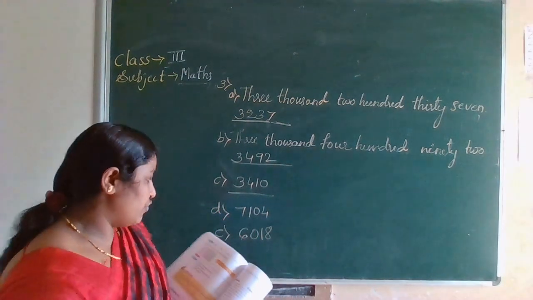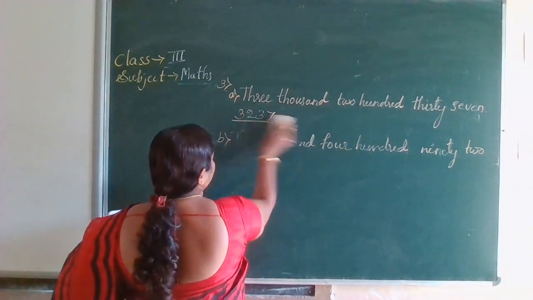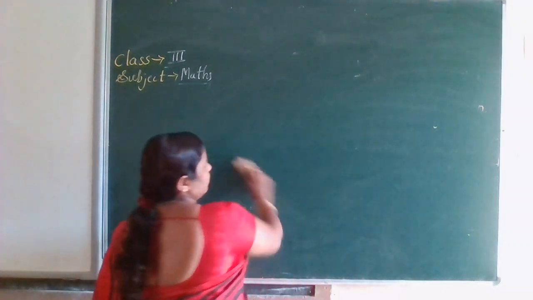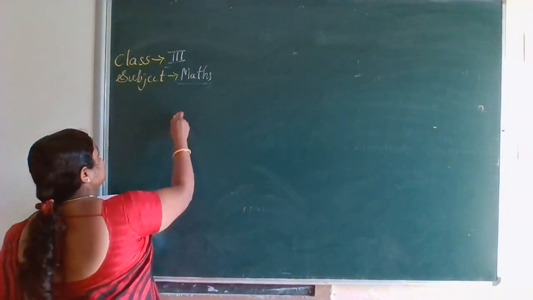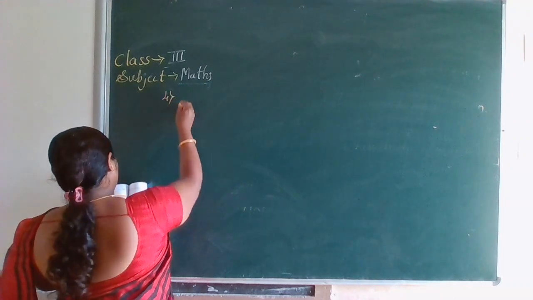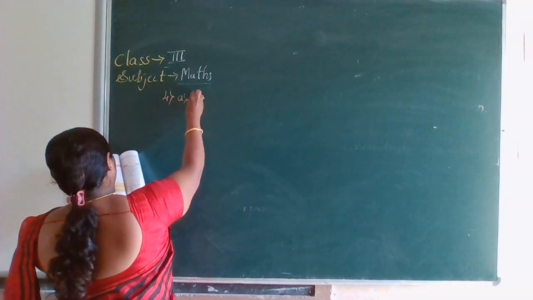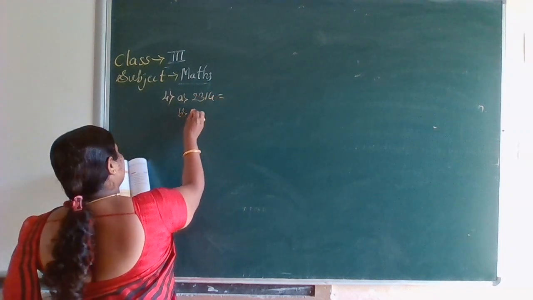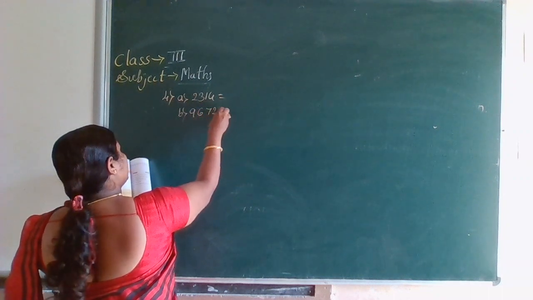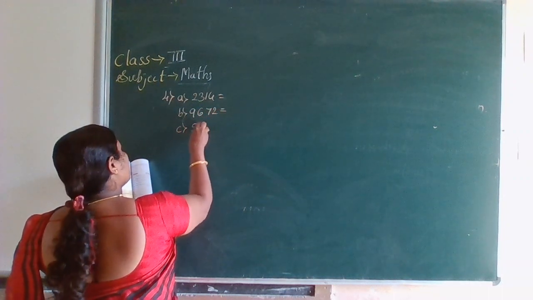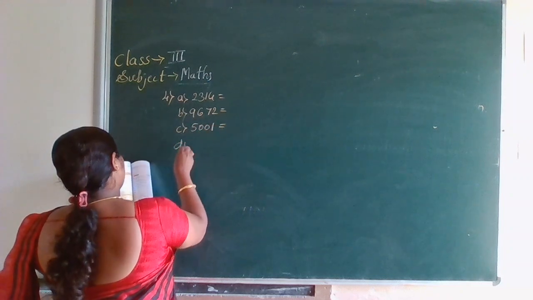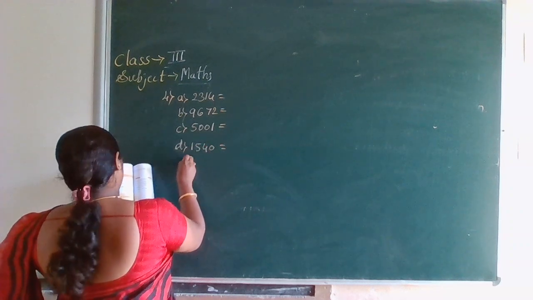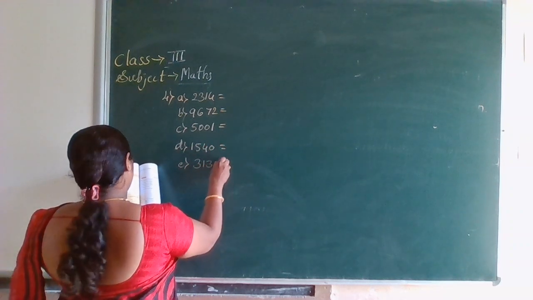Next go for the fourth question. They have given numerals, we have to write the number names. Fourth, A, 2314. B, 9672. C, 5001. D, 1540. E, 3130.